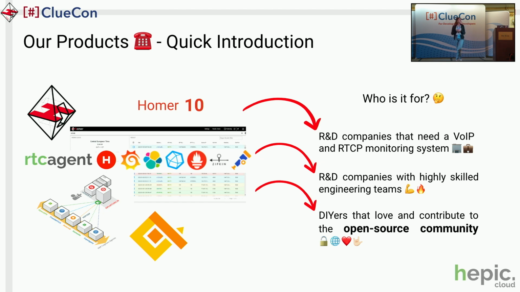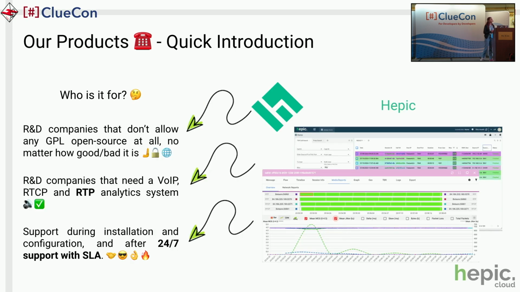And I wanted to take this time to highlight that we are on Homer version 10, and version 10 has a lot of new cool features that maybe you want to check out. Namely, you can now have eBPF metrics inside Homer from your capturing agents. This is powered by our other open source product, RTC agent, and also you can have much more than just calls. You can have logs, telemetries, and statistics, and this is powered by Querying, another open source product that we have. And now let's take a look at Hepic.